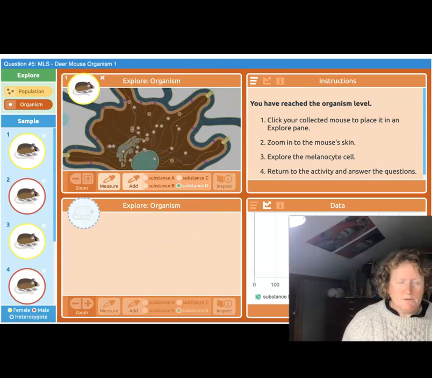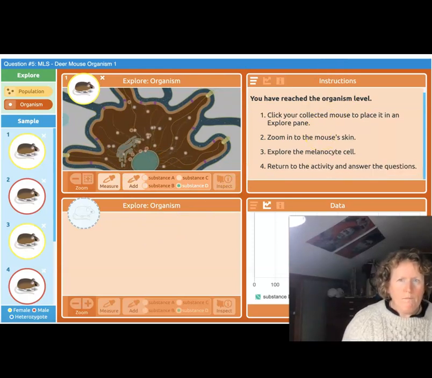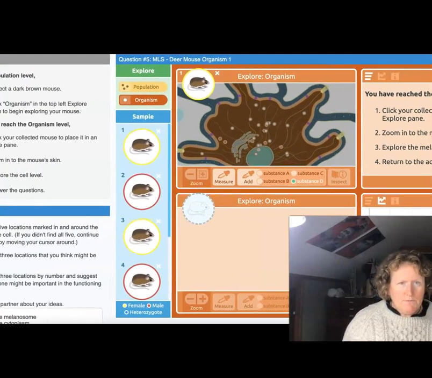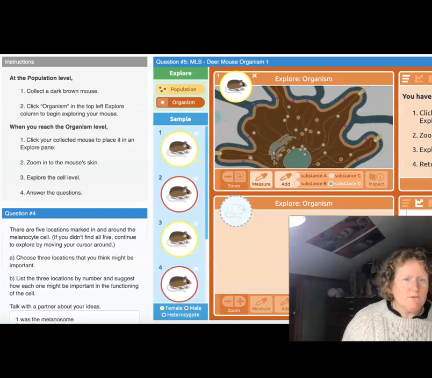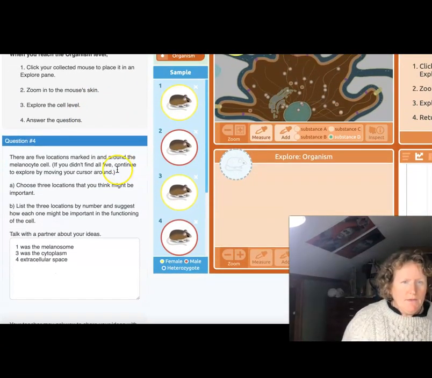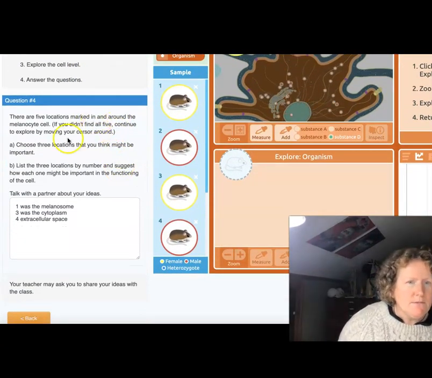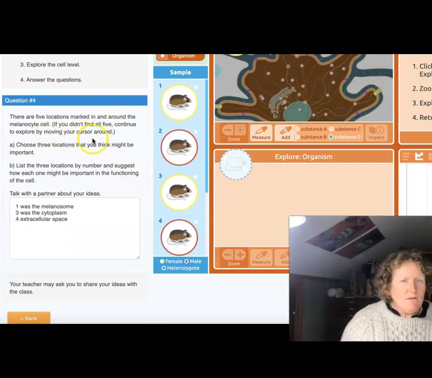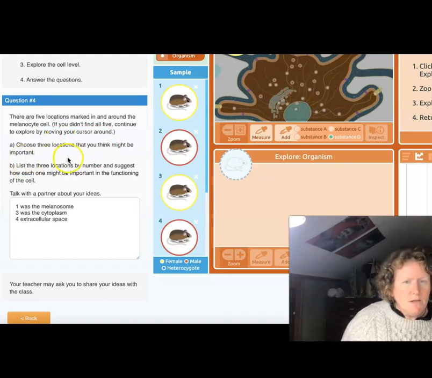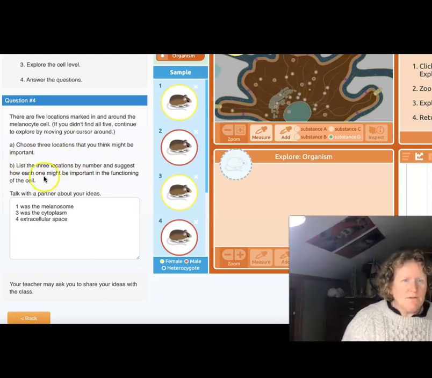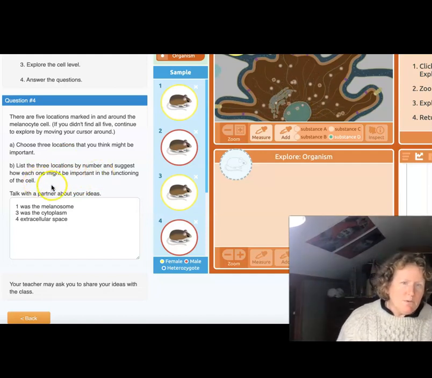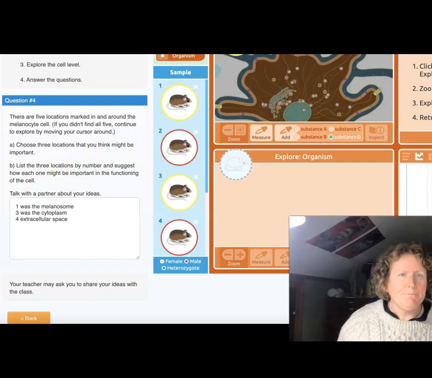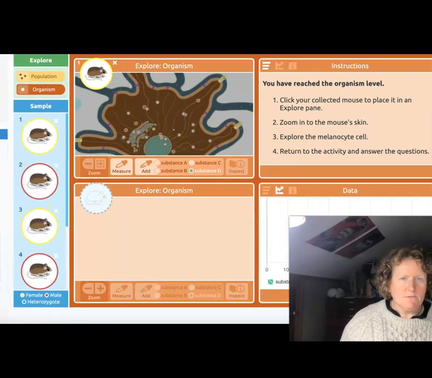Let's go over to the instructions here. So we've answered things. We're now down to the answer questions level here. There are 5 locations marked in and around the melanocyte cell. If you didn't find all 5, continue to explore, moving your cursor around. Choose 3 locations that you think might be important. List the 3 locations by number and suggest how each one might be important in the functioning of the cell. So let's go look at those locations for question 4.